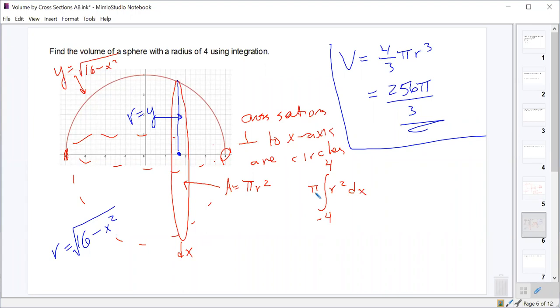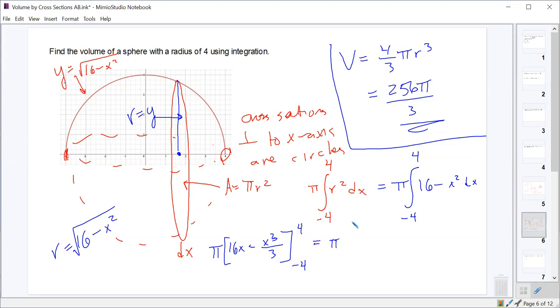So what is r squared? r squared is just 16 minus x squared, exactly. So we have pi times the integral from -4 to 4 of 16 minus x squared dx. And now we should be able to integrate. Pi will stay out in front. The integral of 16 is 16x. The integral of -x squared is -x cubed over 3. And we'll go from -4 to 4.